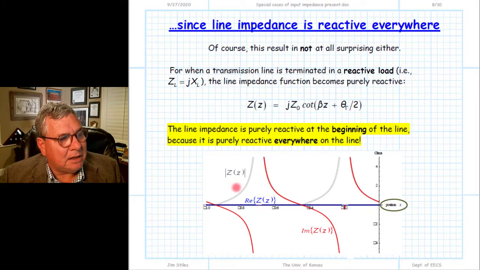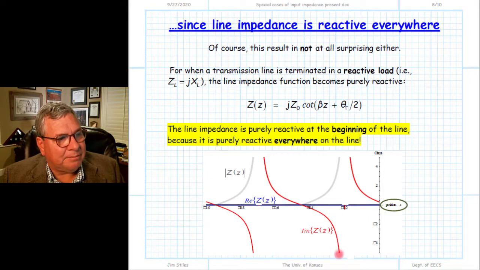Again, the line impedance function with respect to position z. Blue is the real part of that line impedance function, and it is 0 at every spot. The imaginary part then changes as we move down the line. And of course, it's interesting, this change there. As we go from 0, in this case, the reactance is positive and therefore inductive, and it'll actually go up to infinity, where the magnitude will become infinity.